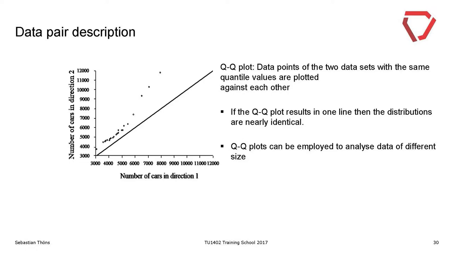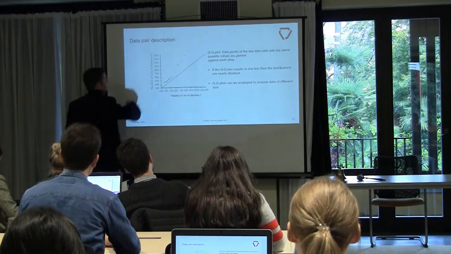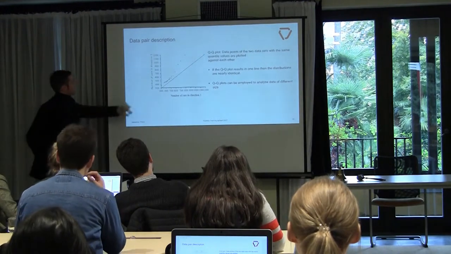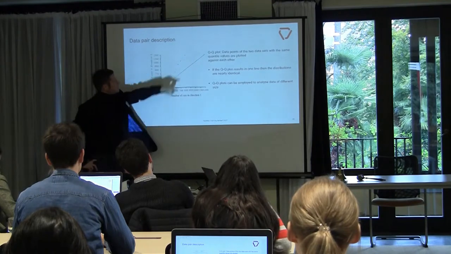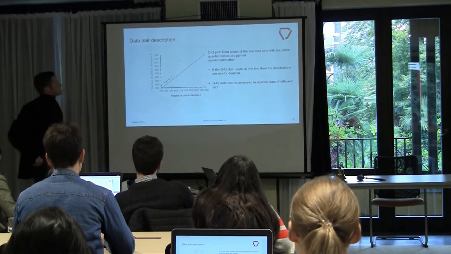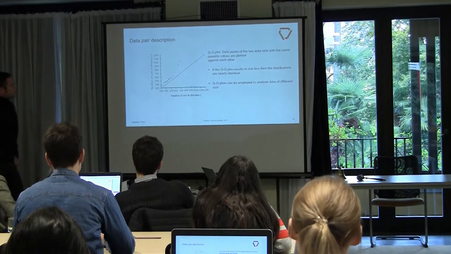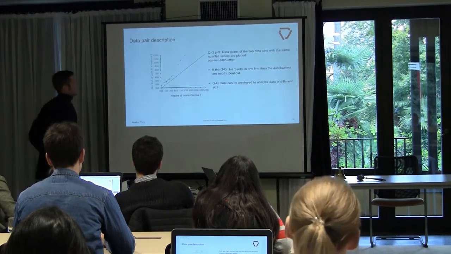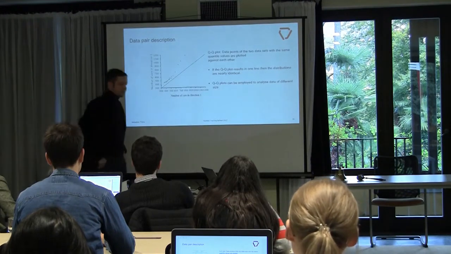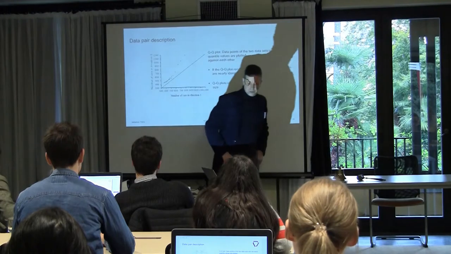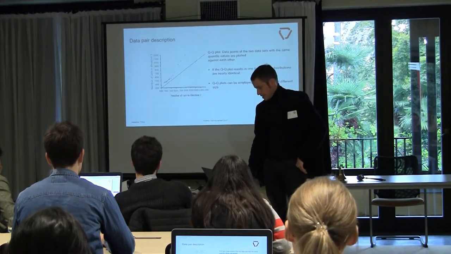So if this was the number of cars in one direction and this in the other direction, well, this is the QQ data, this is a straight line. If the plot results in one line, then the distributions are identical. Okay, so this is for multiple data.